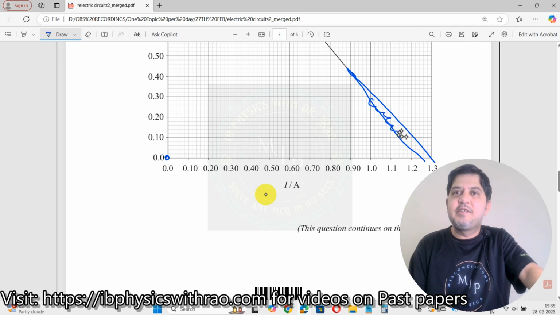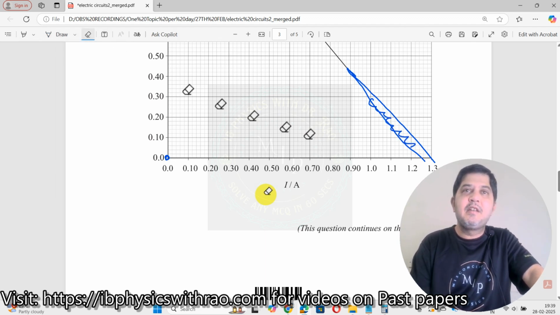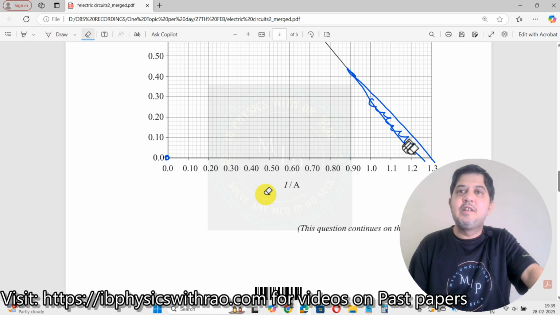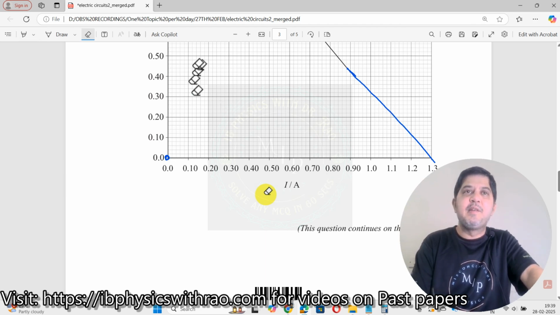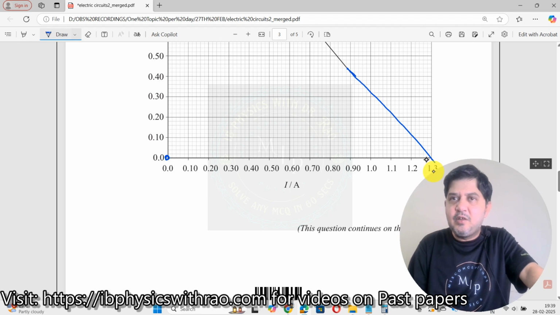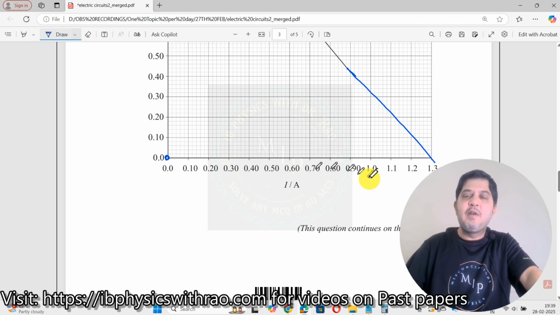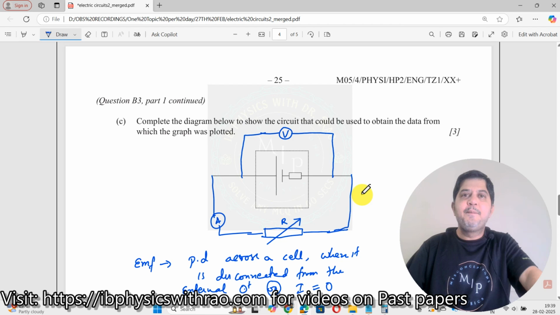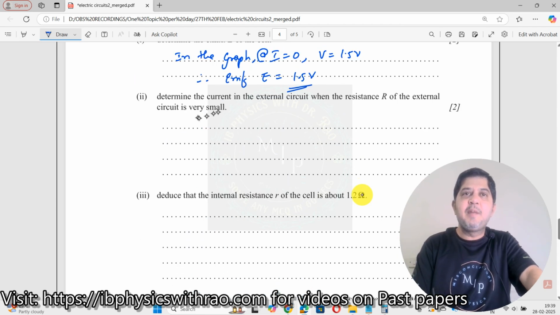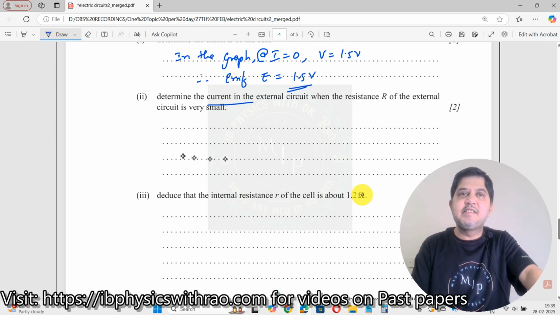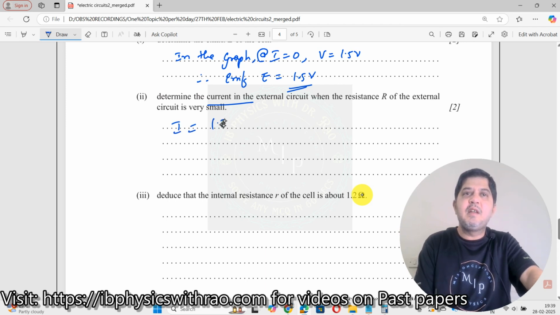Okay, so don't consider this. I will remove this. It's not getting removed. Anyway, okay, now it's removed. So what is this value? 1.3 amperes. Determine the current in the external circuit when the resistance is zero. So I is equal to 1.3 amperes.